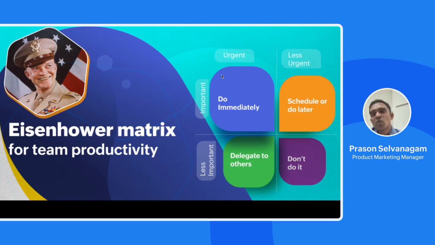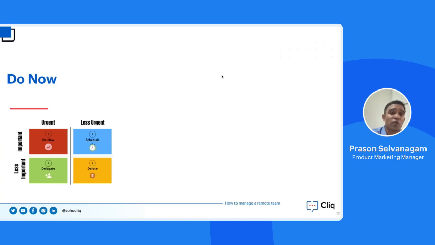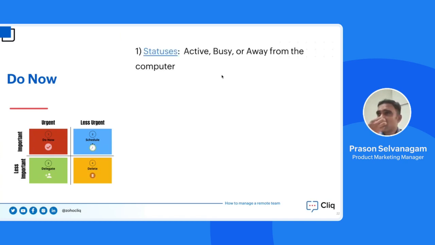So if you see the first quadrant here at the top, do immediately. The most important work and the most urgent work comes here. And when I talk about these four quadrants, I'll definitely talk about some of the features in Cliq that will be useful for you. The first feature is for all the work, the items that you can do immediately on a Monday morning itself.